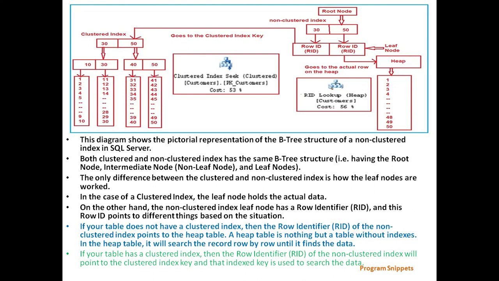If your table does not have clustered index, then the row identifier of the non-clustered index points to the heap table. A heap table is nothing but the table without indexes. In the heap table, it will search the record row by row until it finds the data. If your table has a clustered index, then the row identifier of the non-clustered index will point to the clustered index key, and that index key is used for searching the data.